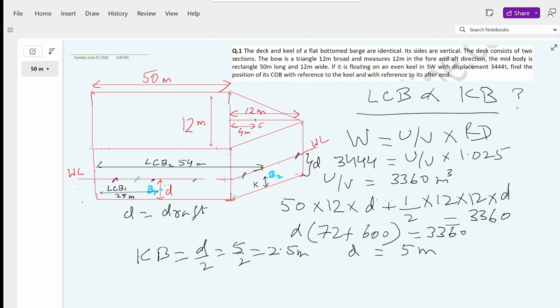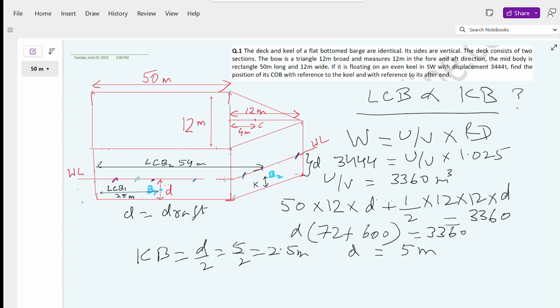Also, later on, when we get the LCB, we will see where the center of buoyancy of the complete barge is coming. Obviously, it will be somewhere in this rectangular portion only, because this is a bigger area, and being on the rectangular portion, the KB will be half of the draft. So KB is D by 2, on even keel, remember, 5 by 2, 2.5 meter.